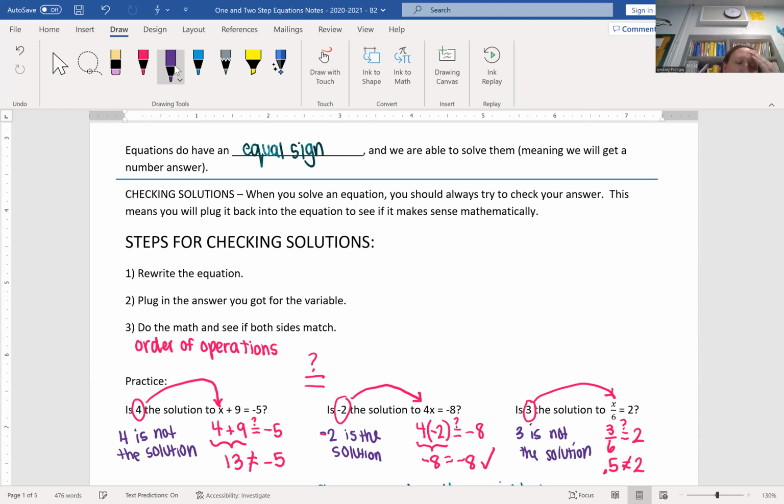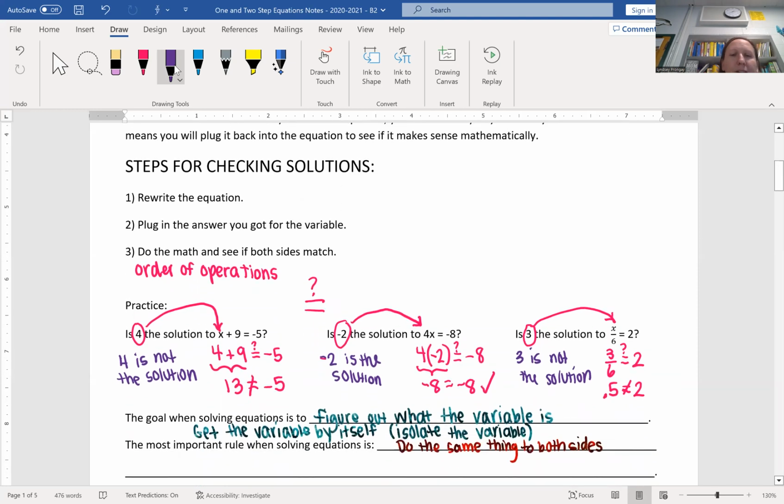So that is how we are going to plug things in and check. It's a little bit annoying, but it really does help you decide, did you find the right answer or not? Last couple things on the front of this page.